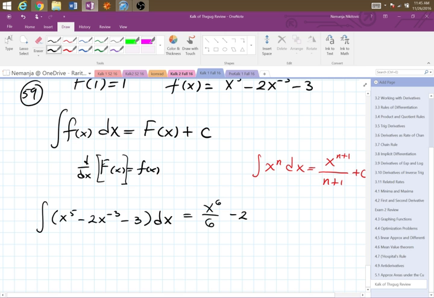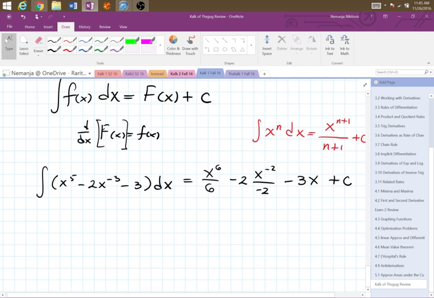Minus 2, copy the constant, and then now we have n to be negative 3. Negative 3 plus 1 is negative 2, so I have x to the negative 2 divided by negative 2. And finally, minus 3x, and we put plus c. So the antiderivative of a constant is that constant times x, so negative 3x. If you're still a little bit confused about that, I will show one more time what I did last time with the 0 and 1 and so on. So now, these guys cancel.